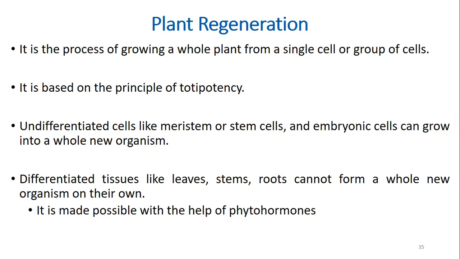Undifferentiated cells like the meristem, as I already mentioned. For differentiated cells, it's very, very difficult to use a stem, for example, to develop a whole plant. Without the help of phytohormones, it's close to impossible. But for undifferentiated cells like the meristem or stem cells, and then embryonic cells, they are able to grow into a whole new organism.